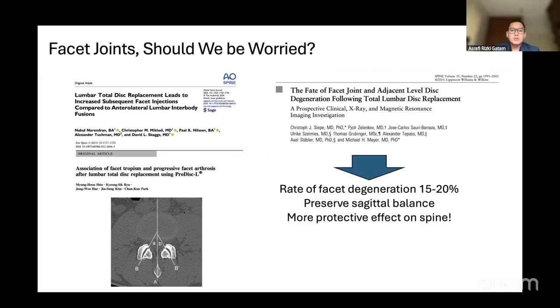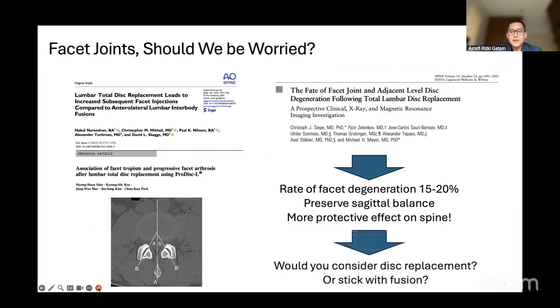But we have to remember that when we put the disc replacement in, it preserves the sagittal balance and it has a more protective effect on the spine. So basically, even though there is some facet tropism, we still can put a lumbar disc replacement in.